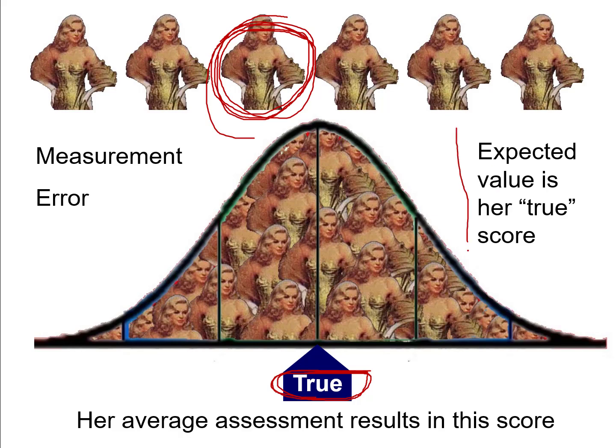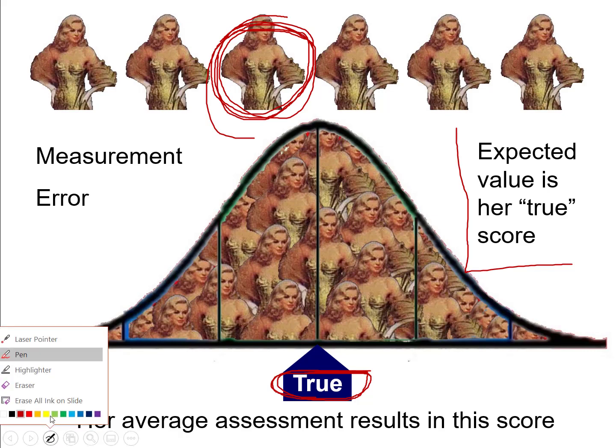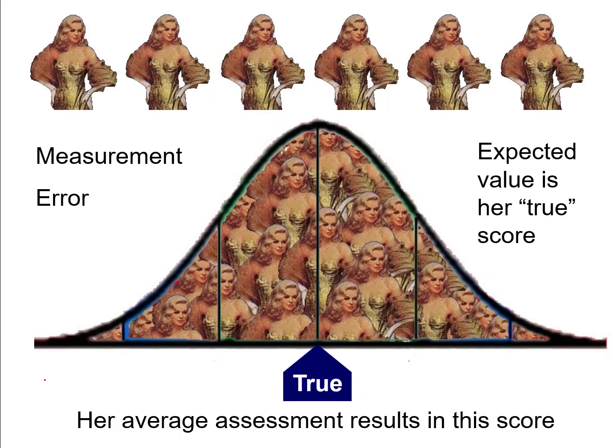So we can say a true score is an expected value. It's the score I would expect to get for a single person on a particular assessment occasion. Another way I could say the same thing is that a true score is the score we would get if I could assess someone with perfect reliability.